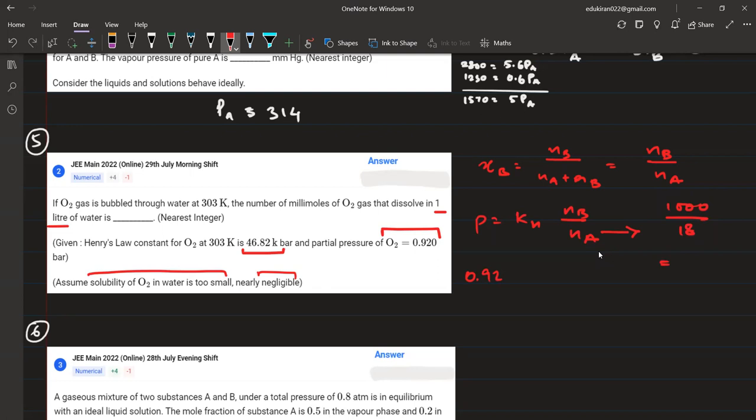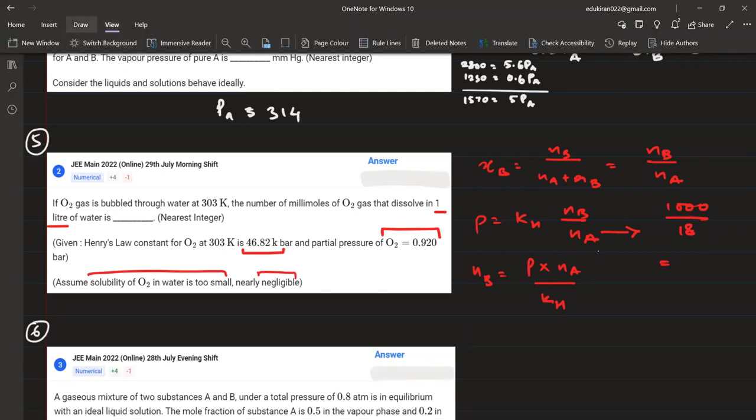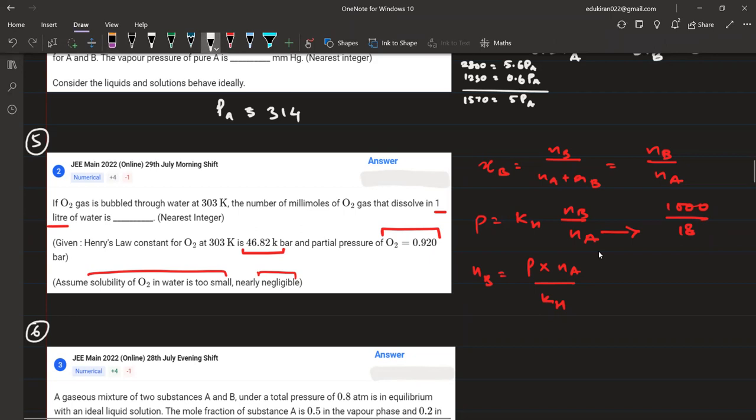0.920. We can take NB is equal to P into NA upon KH. This will be equal to how much? Pressure is 0.920, into number of moles of A, which is 55.55, that is 1000 upon 18, divided by the KH. What is KH here? 4682 into 1000, it is in kilo here, pay attention. And it is just in bar, so 1000 will be multiplied here.